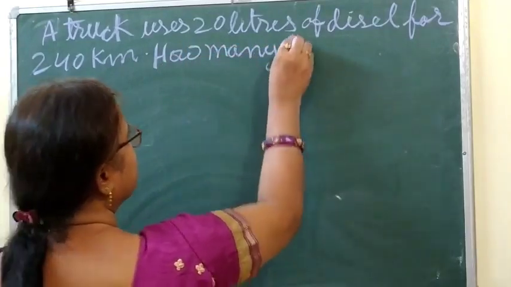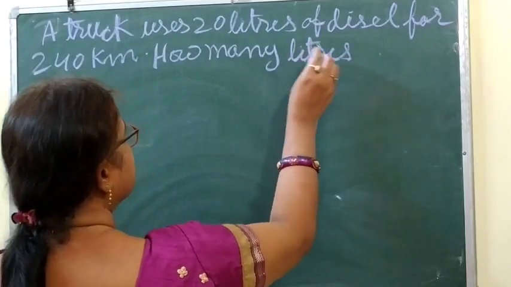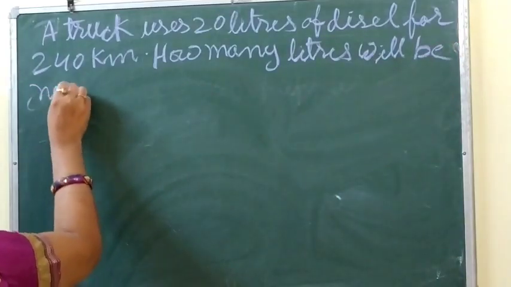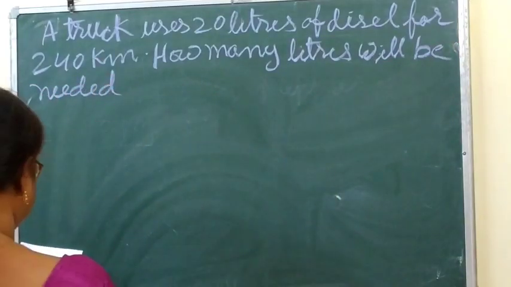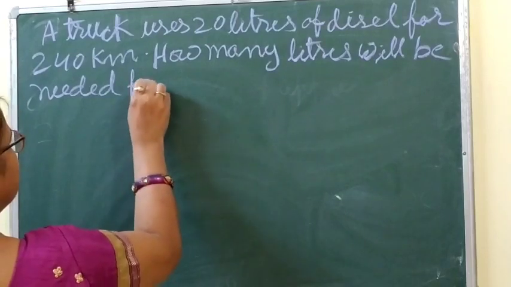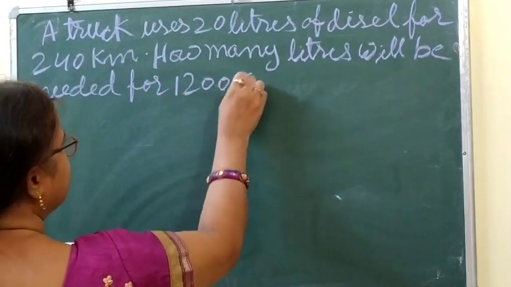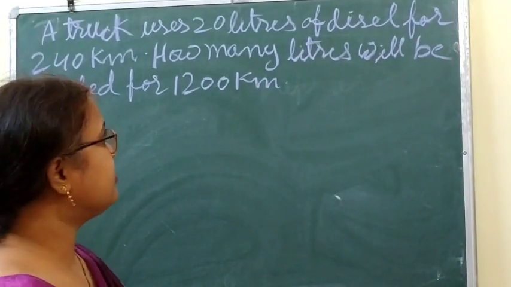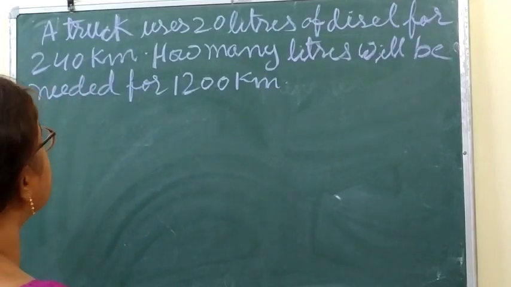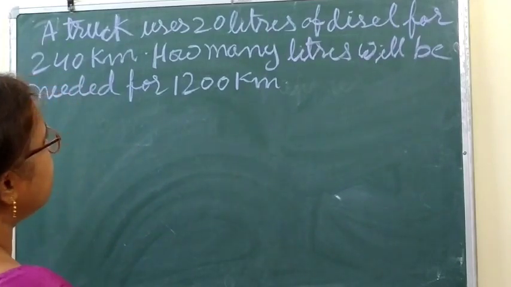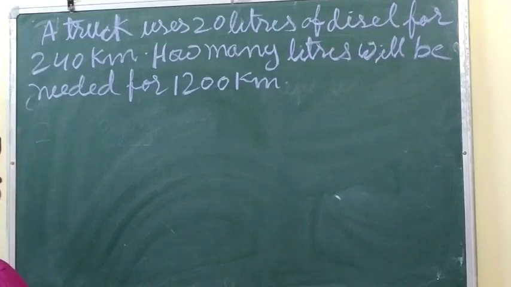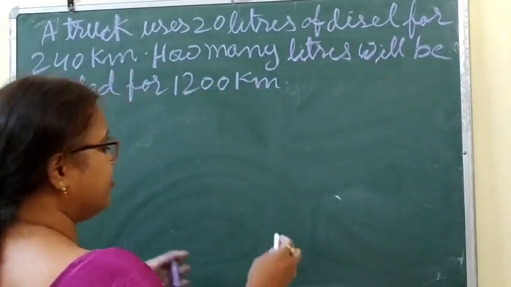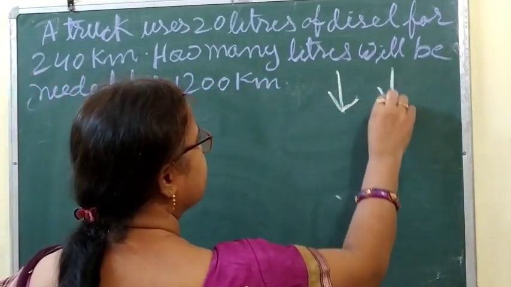How many liters will be needed for 1200 kilometers? So of course this is based on what? This is based on direct variation. So a truck uses 20 liters of diesel for 240 kilometers, and how many liters will be needed for 1200 kilometers? So 1200 kilometers is more than 240 kilometers. This is based on direct variation. Clear? So direct variation. Clear?